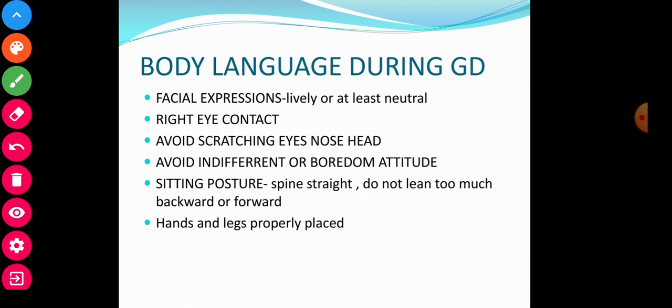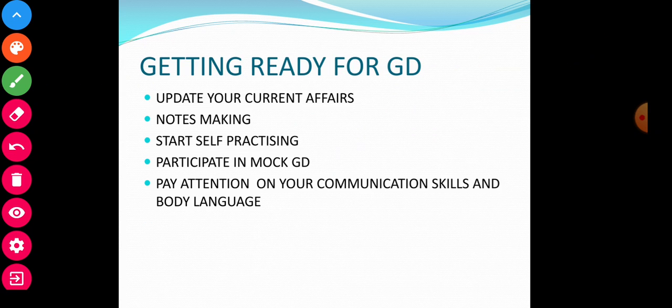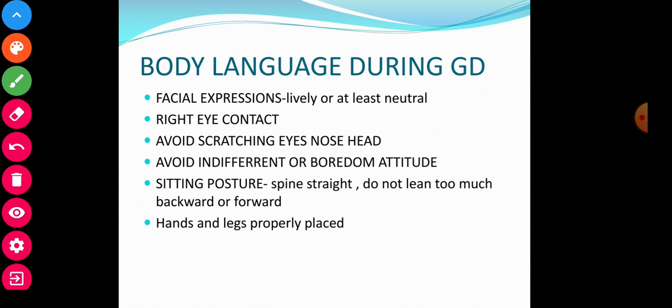Now coming to the body language during group discussion, how should we present our body language in a group discussion. The first thing is facial expressions. Our facial expressions must be lively. A candidate's facial expressions convey a lot in group discussion. One must smile when one meets or greets. Smile confidently during the discussion, neither too little nor too much.